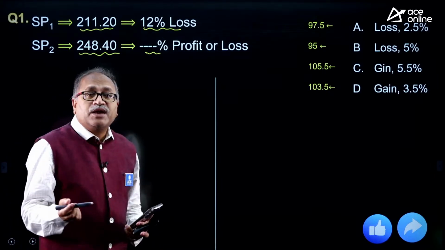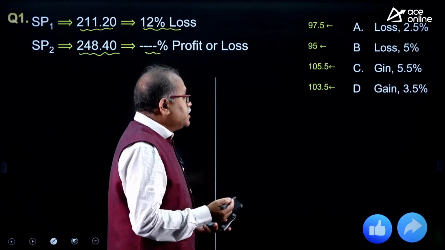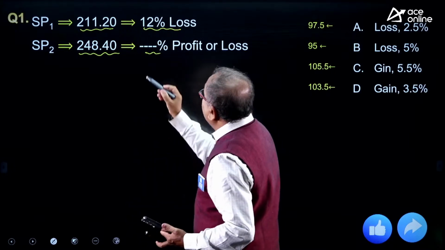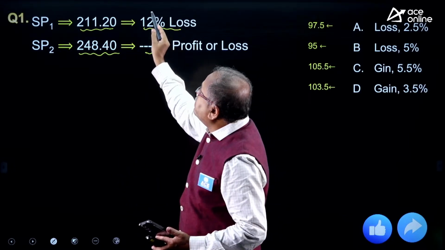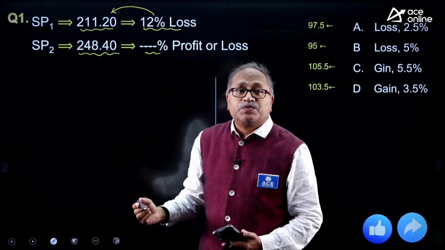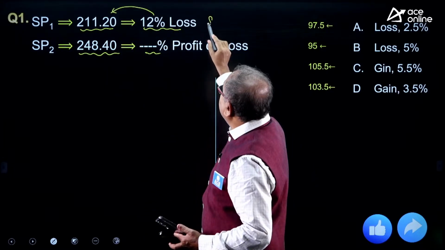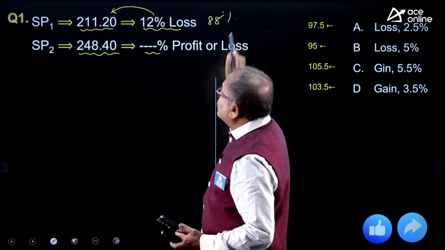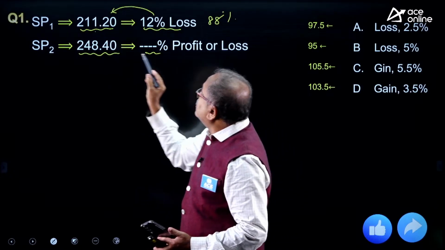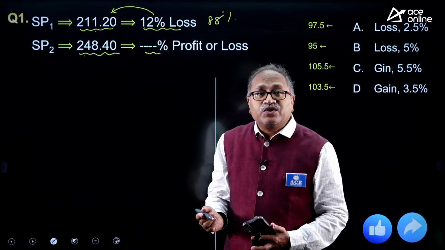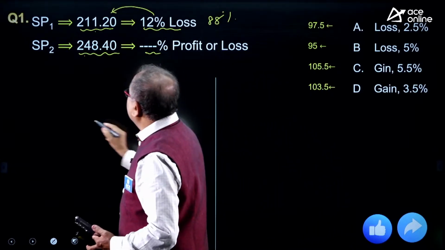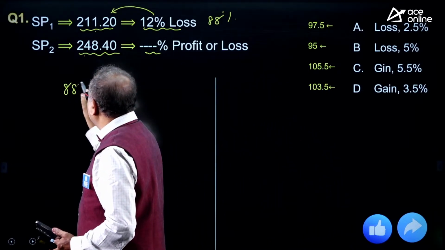So, this question can be answered in two ways. The one method is that here, if there is a loss of 12%, that means the selling price is what percentage of the cost price? That is 88% of the cost price. If this is 88% of the cost price, then this selling price will be what percentage of the cost price?